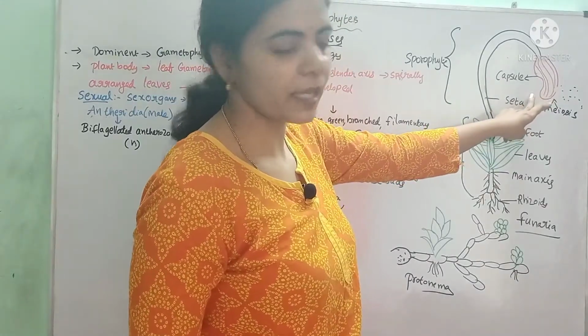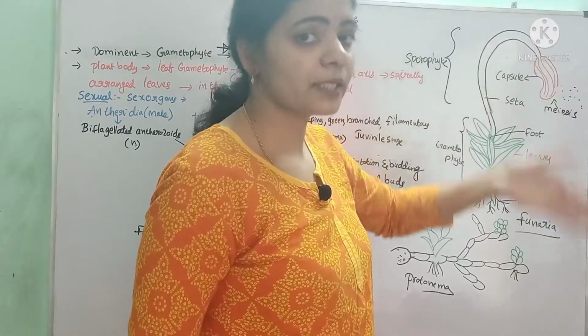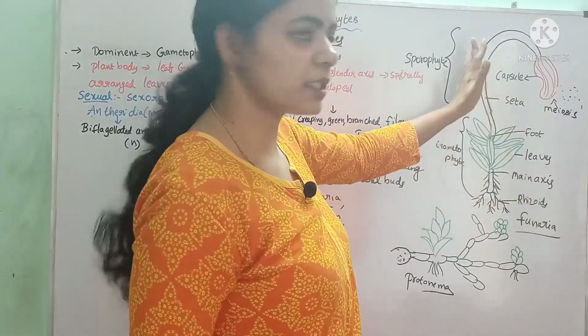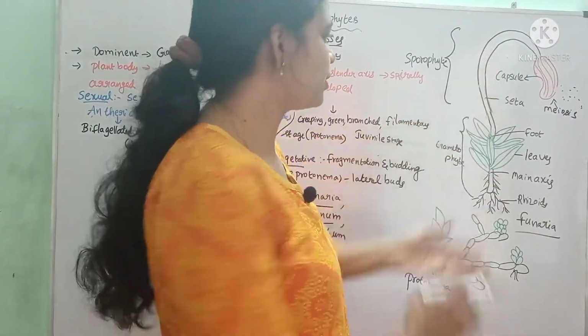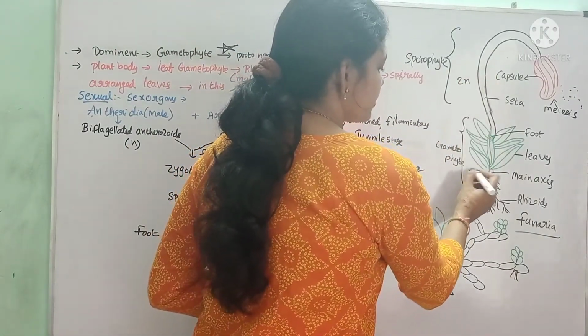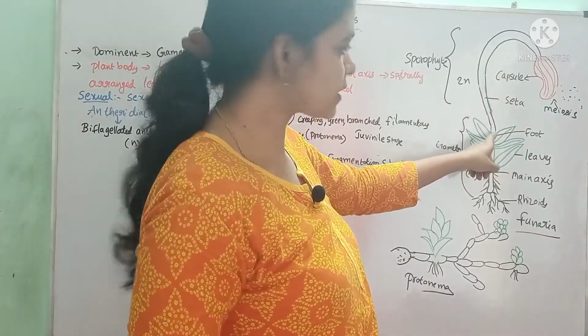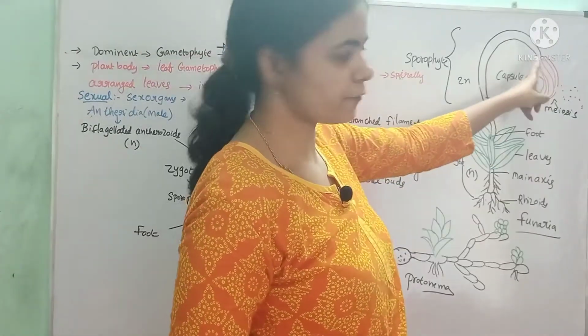Inside the capsule, what happens? Meiosis occurs. With the help of meiosis, reductional division occurs. Up to this, it is in diploid condition only. Here, this is 2n condition. This is haploid condition. So, up to this, sexual reproduction occurs, right? From this diploid condition only, it is following.